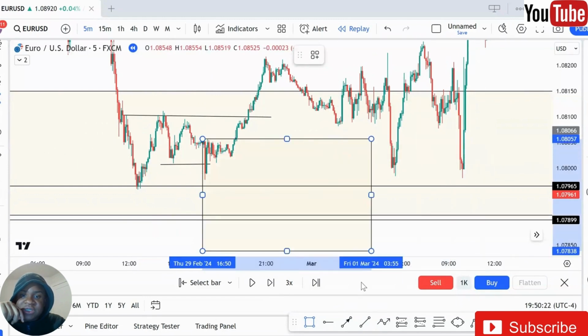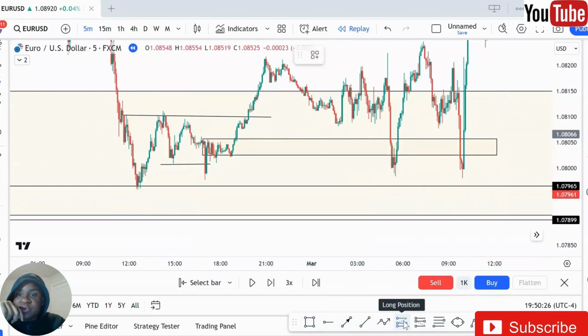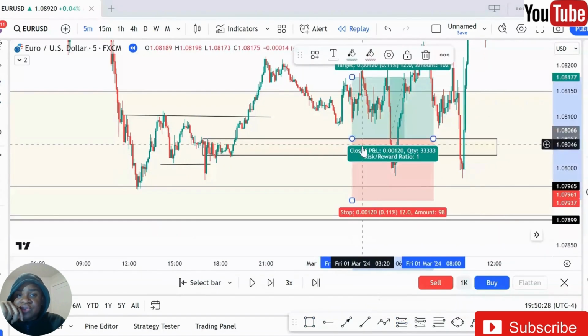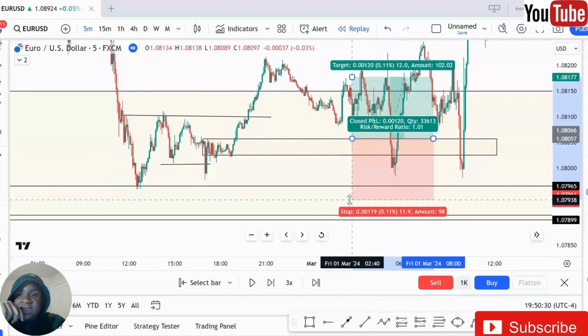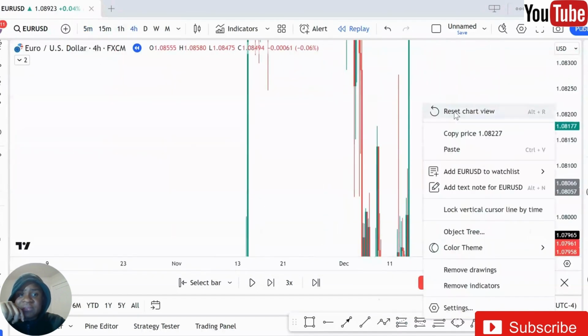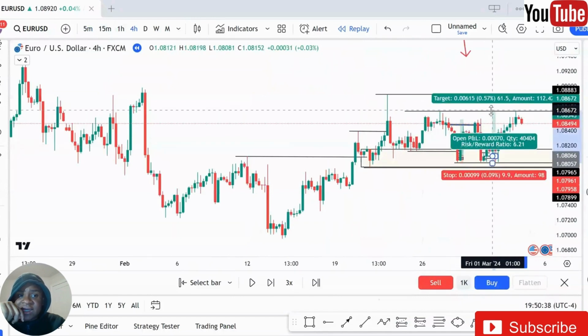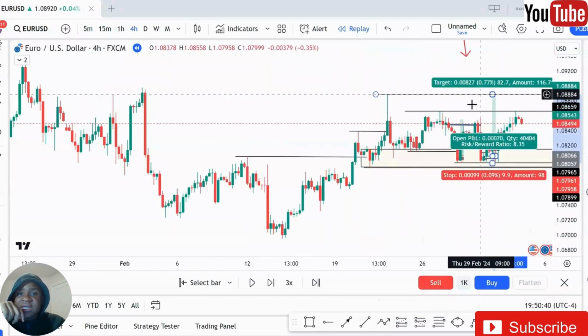That was the mitigation block around there. I'm just giving you an example of what you should be looking for and how you can mark it to refine your zone. I can take it down here and I will still target my same targets. I'm not scared because I'm inside that zone. I will still give it the same target. I will still target here and I will still target here.